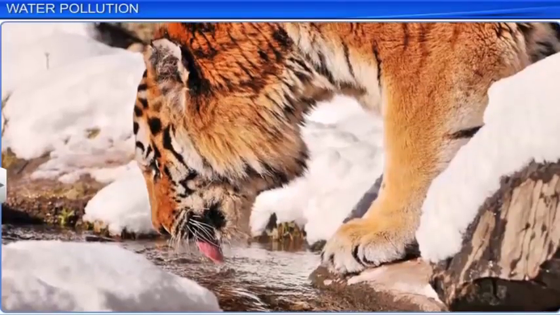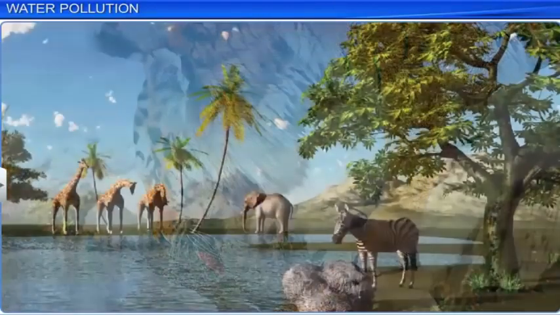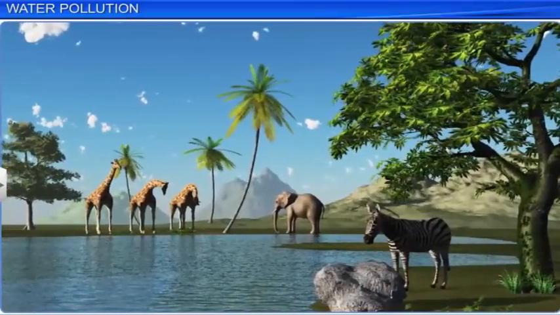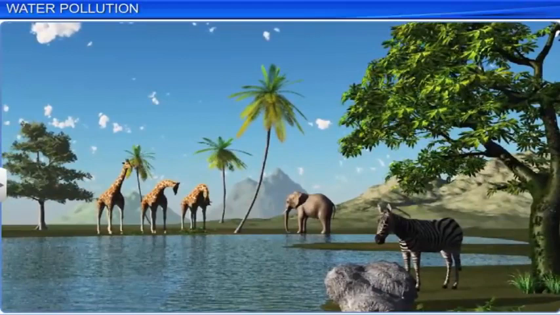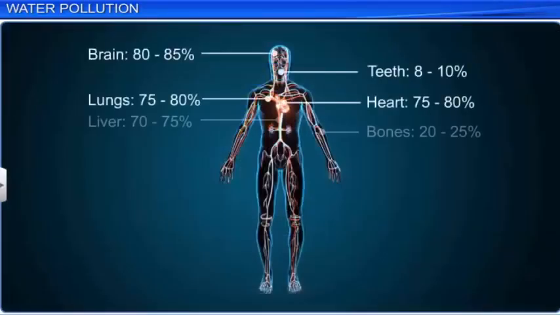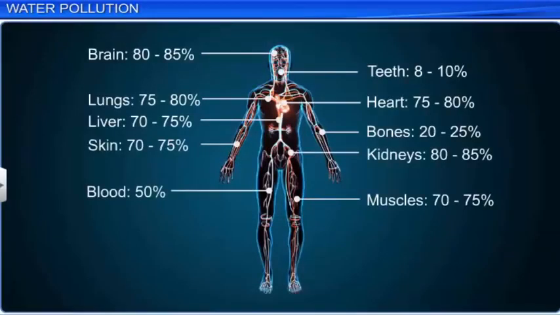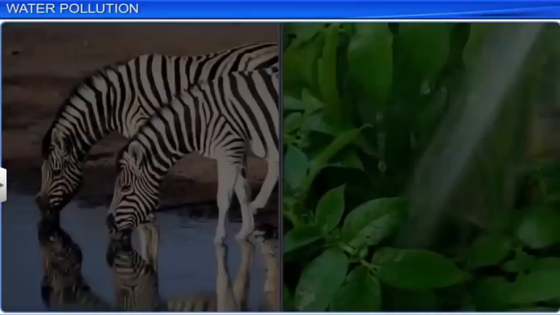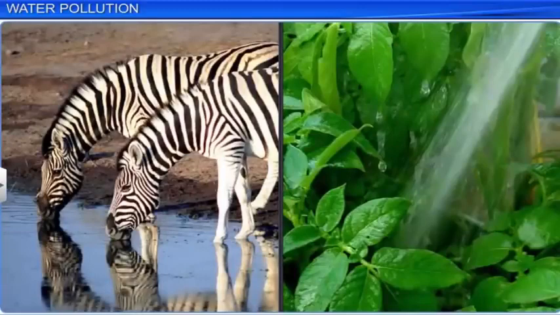Water is life. All living organisms need water to survive. About 60 to 70% of the human body is made up of water. It is also vital for animals and plants.